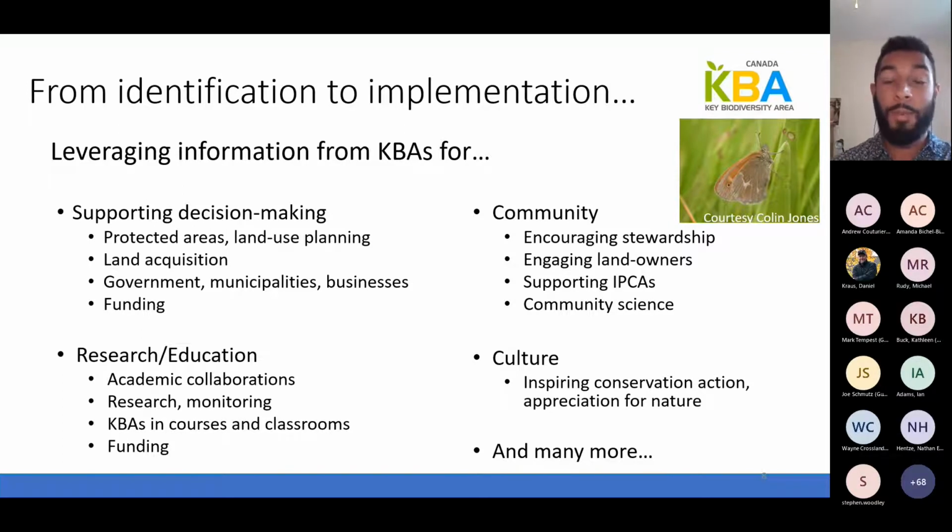But of course, when it comes to using these KBAs, using these areas on the map that we're mapping out, we can use them to support conservation decision making, whether for protected areas, whether for land use planning or acquisition. Dan Kraus will talk about a lot of this next in a few minutes. What's really exciting is that these KBAs can be used at virtually every level of government, from federal to provincial or territorial or municipal as well. It can be used by businesses to identify places to invest or to identify areas where they can modify or refine their practices.